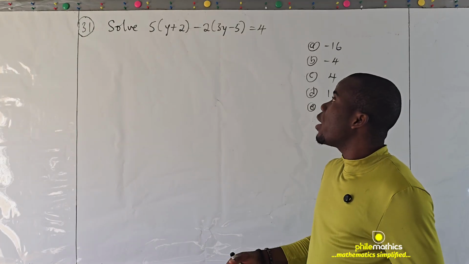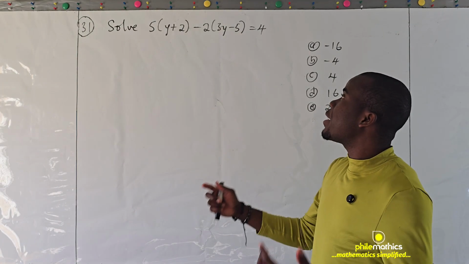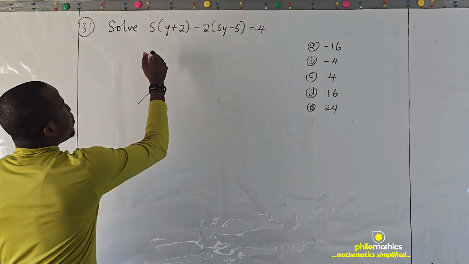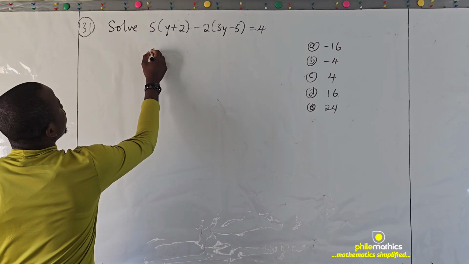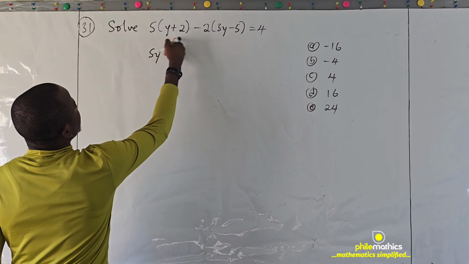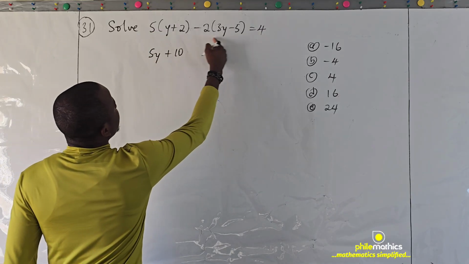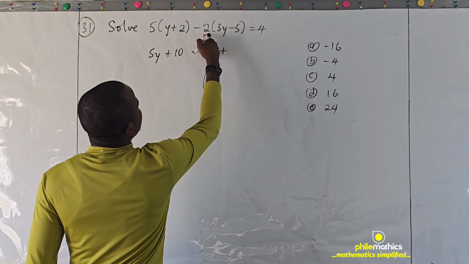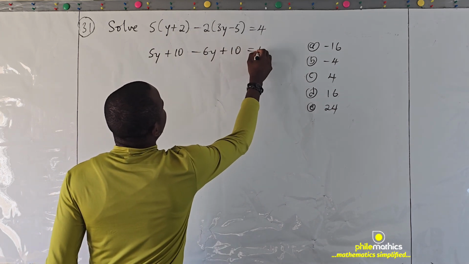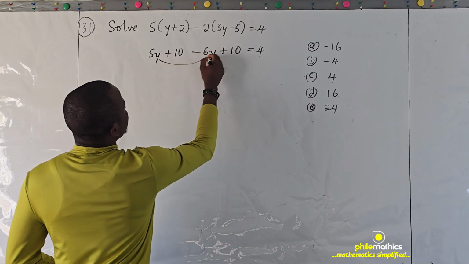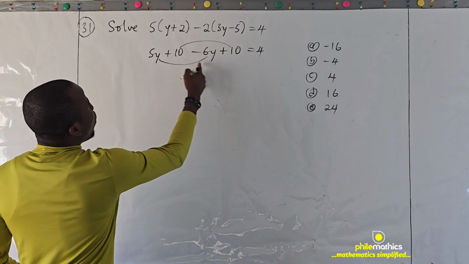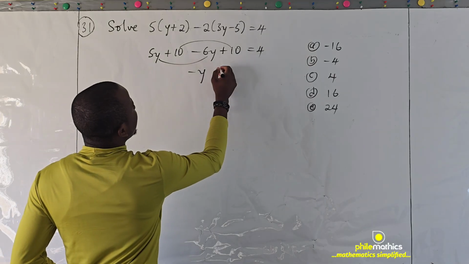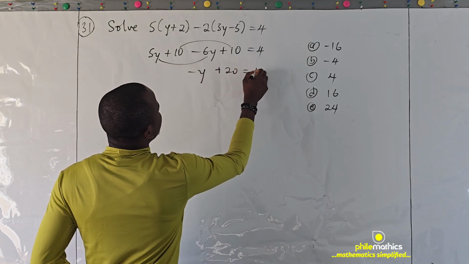Next, solve 5 bracket y plus 2 minus 2 bracket 3y minus 5 equals 4. And so we just simply open the bracket. This will give us 5y plus 10. This is minus 6y. Minus minus is plus, 2 times 5 is 10, equals 4. So you collect like terms. So 5y minus 6y is minus y. 10 plus 10 is 20 equals 4.